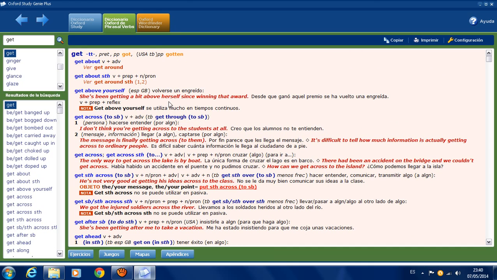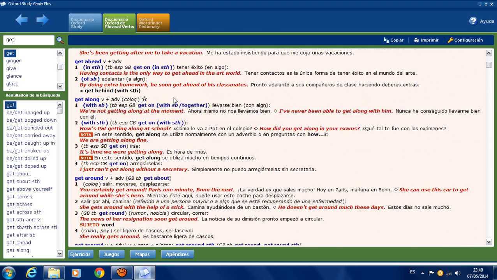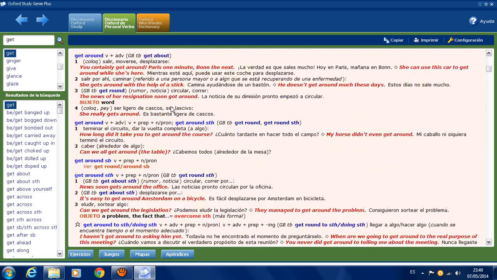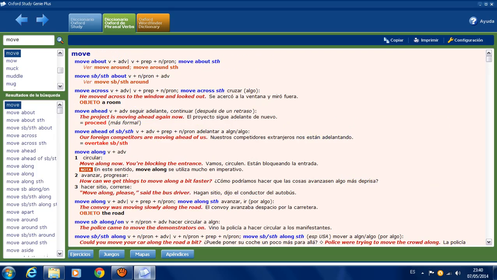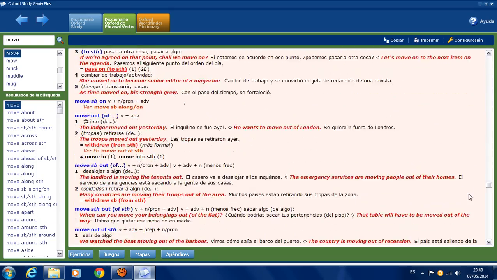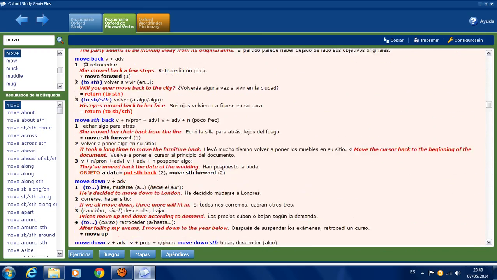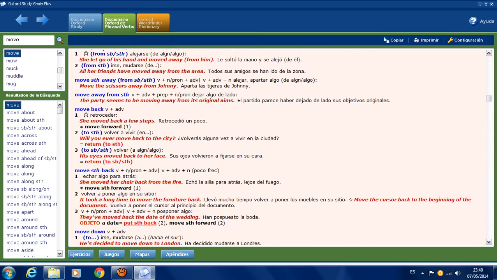It's very important to know that when you're taking a test, let's say the IELTS or the TOEFL or the Oxford placement test, many of the questions are related to phrasal verbs. So it's quite important to know what their meaning is. Well, get, or let's say with move. Look, you have thousands of phrasal verbs that you can check, and it gives you a very complete explanation.